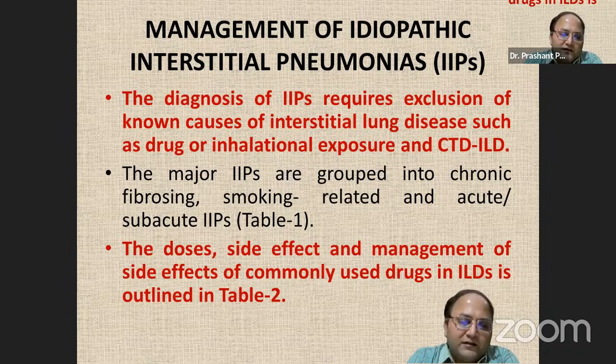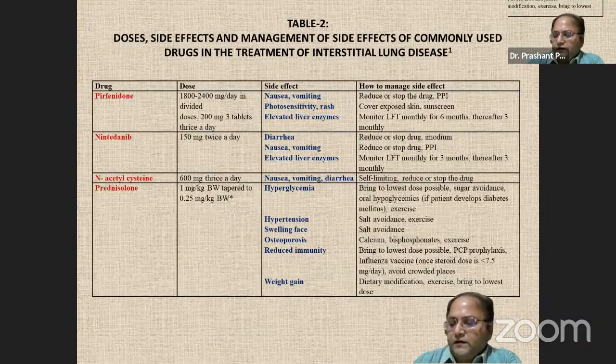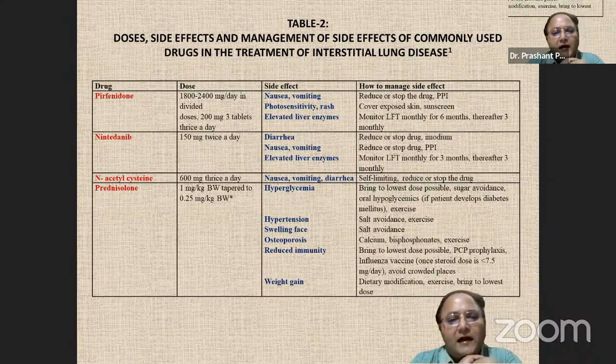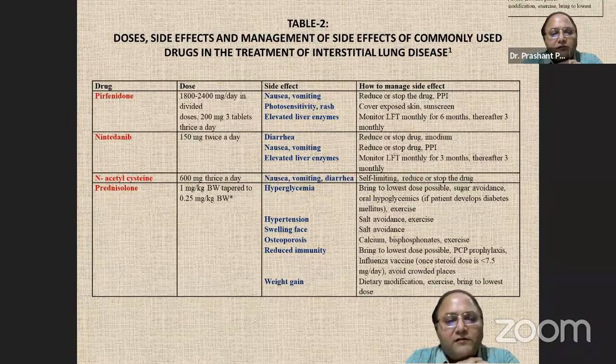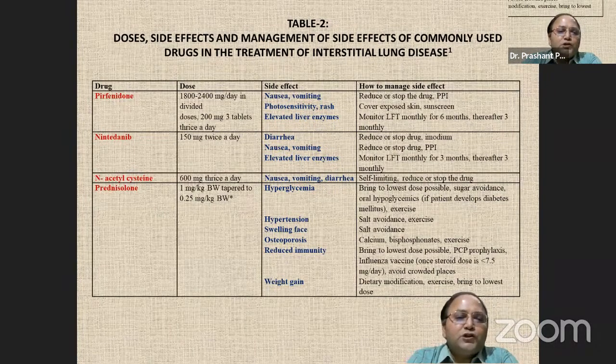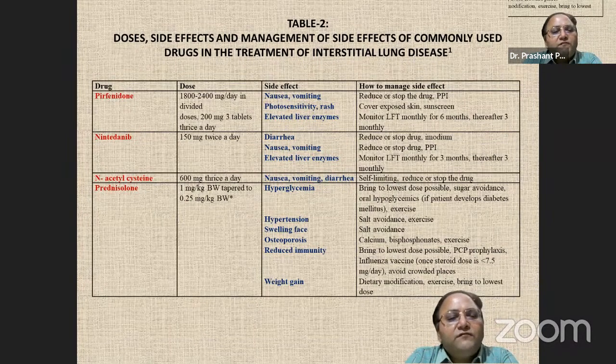The commonly used drugs, the side effects and the management of side effects of commonly used drugs in ILD are outlined in this forthcoming table. So here is the entire list, the gamut of drugs which can be used in ILD. You have pirfenidone, you have nintedanib, you have N-acetylcysteine, you have prednisolone, right? These are the doses, these are the side effects, and these are how to manage these side effects. I would not like to go too much into the detail of each drug. That would take too much time. What I am going to emphasize more is which drug to be used in which condition.